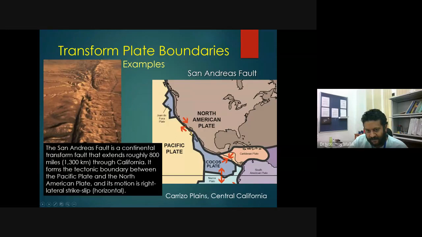This is a triple junction, and we will study what the configurations of this triple junction are, so that they are stable or not. Okay, later on.